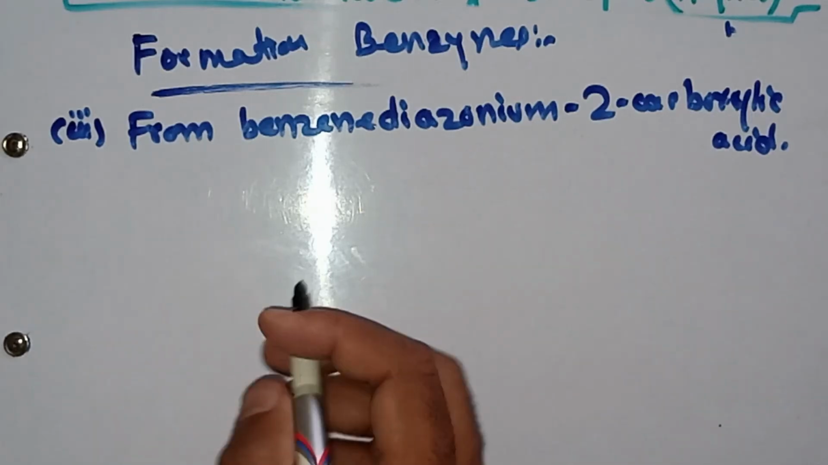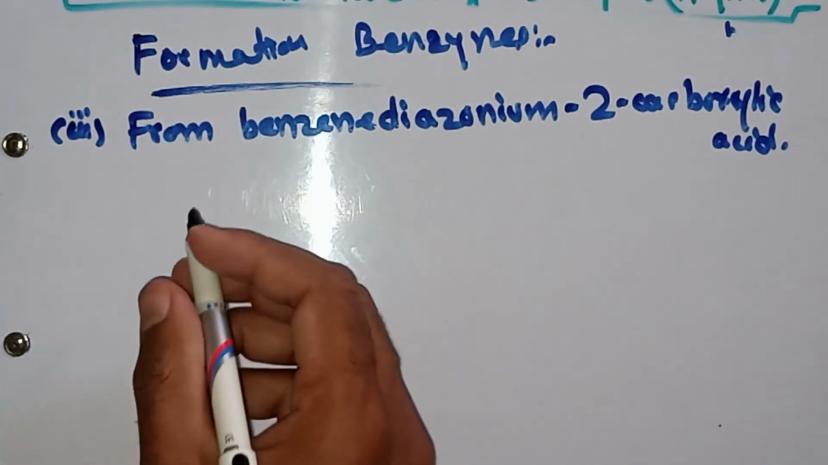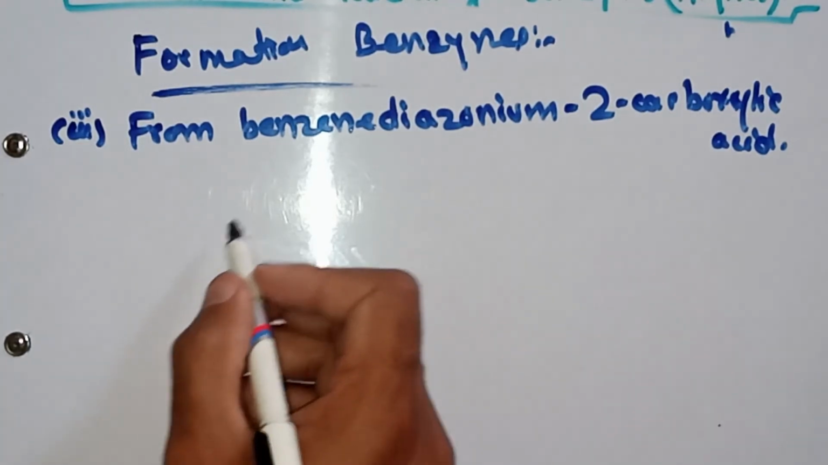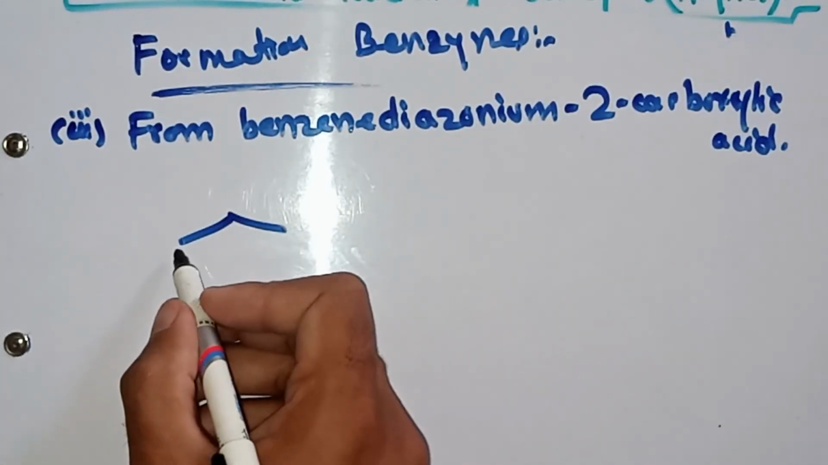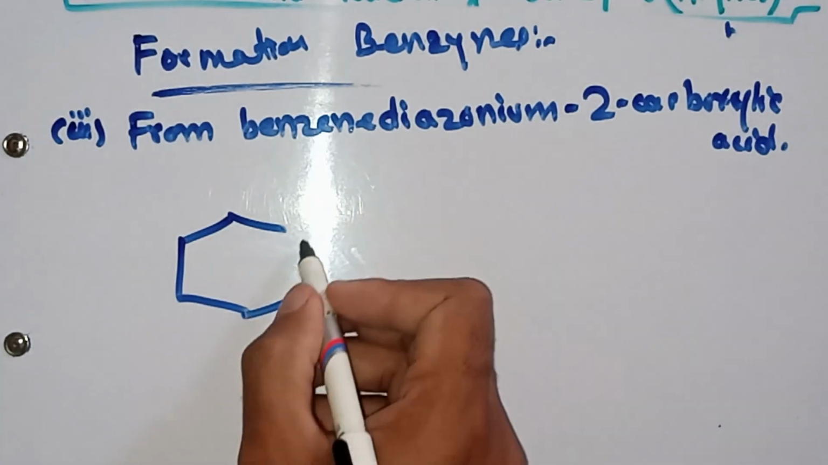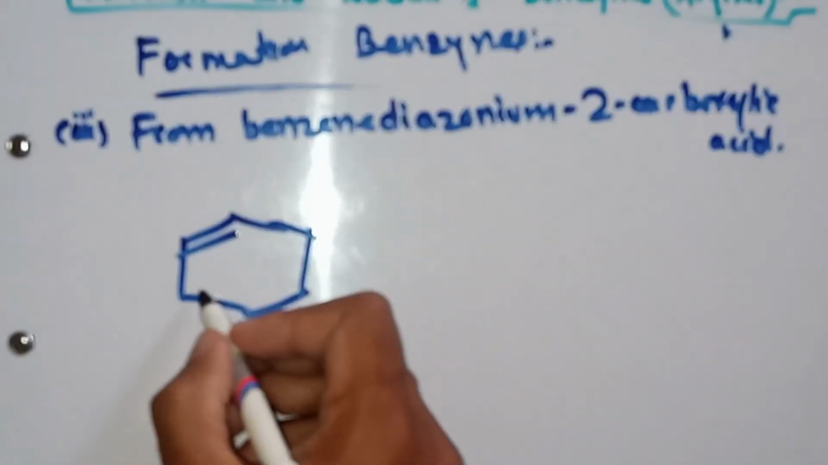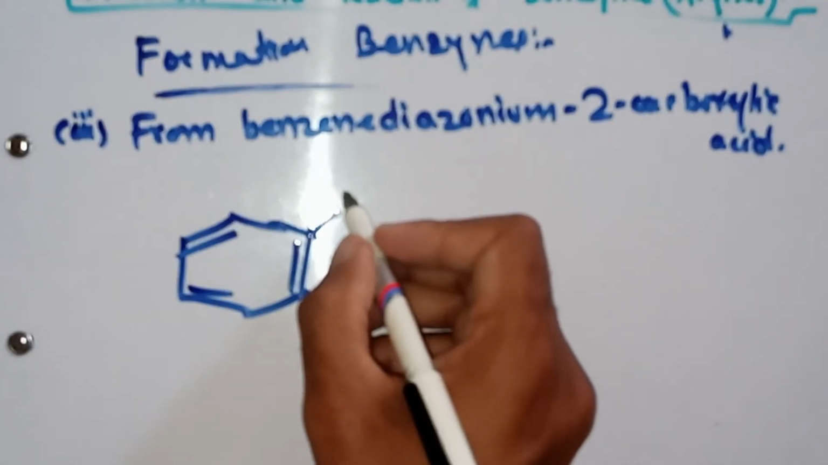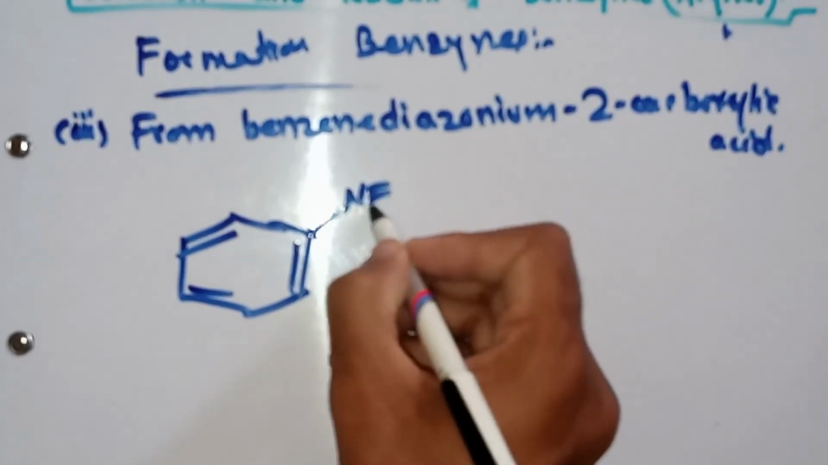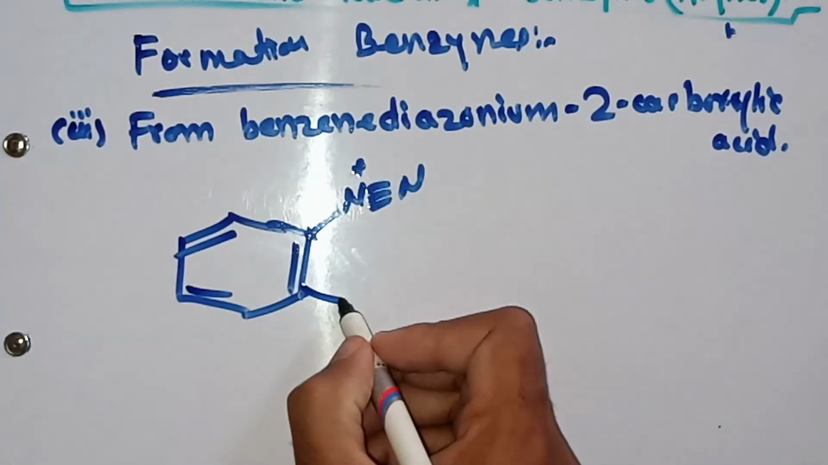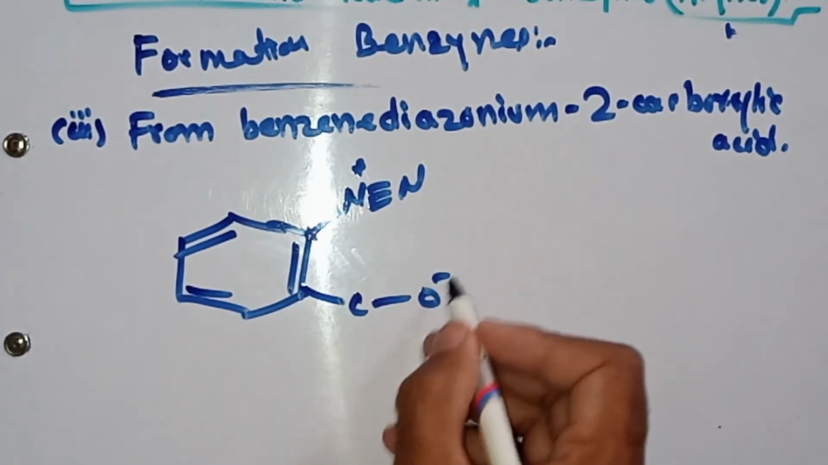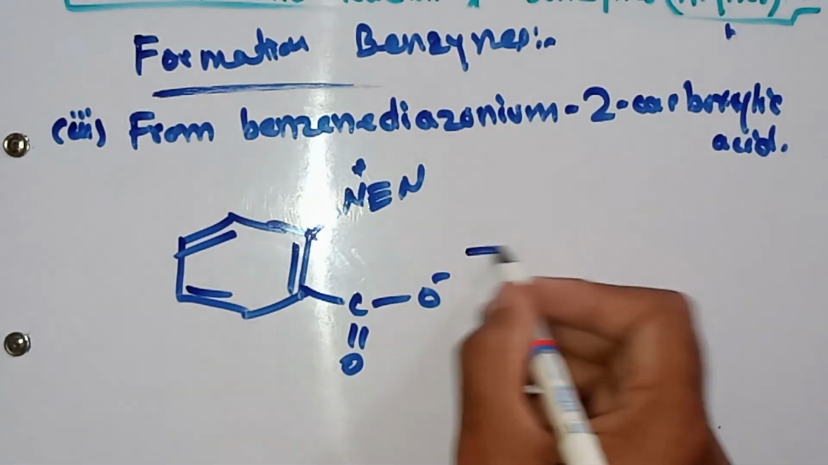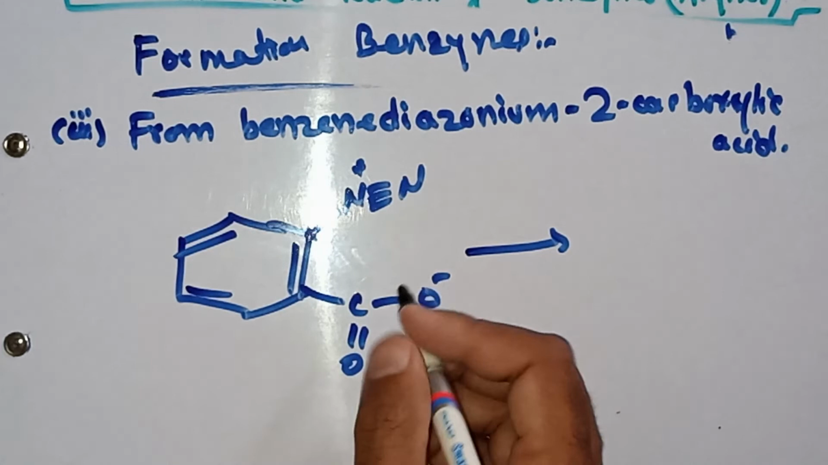Formation of benzyne also occurs from benzenediazonium-2-carboxylic acid. How? This is the structure of benzenediazonium carboxylic acid: N triple bond N with a plus charge, and here is CO2 negative, C double bond O. So it will also form benzyne.